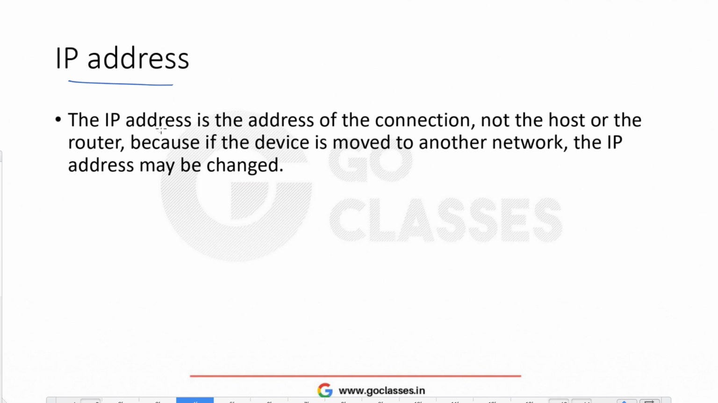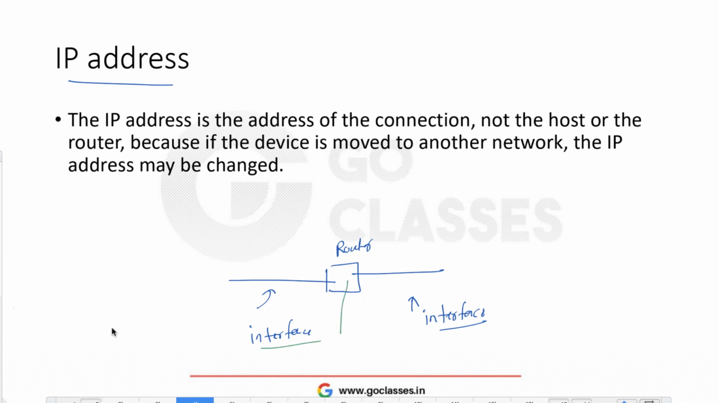It is basically assigned to a connection. Suppose there is one device, a router, which is connected to two networks via two connections. So this is one connection, which is called an interface, and this is another interface. Since this router is connected via two interfaces, this router will have two IP addresses. Suppose you have a router connected via three interfaces. In that case, that router will have three IP addresses. Actually, each interface has its own IP address.